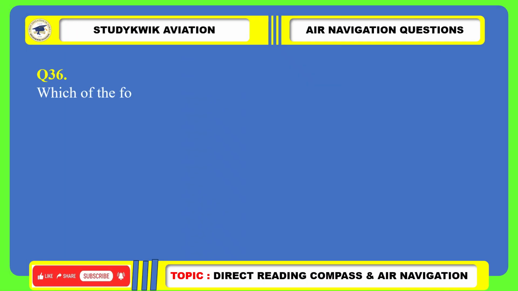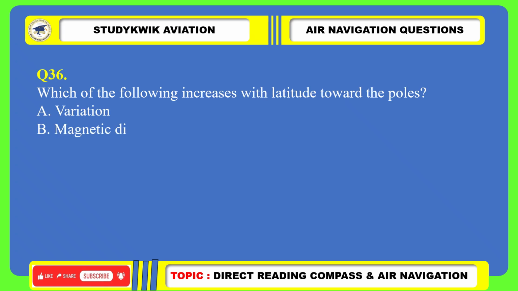Question 36. Which of the following increases with latitude toward the poles? Variation, magnetic dip, deviation, lubber line error.